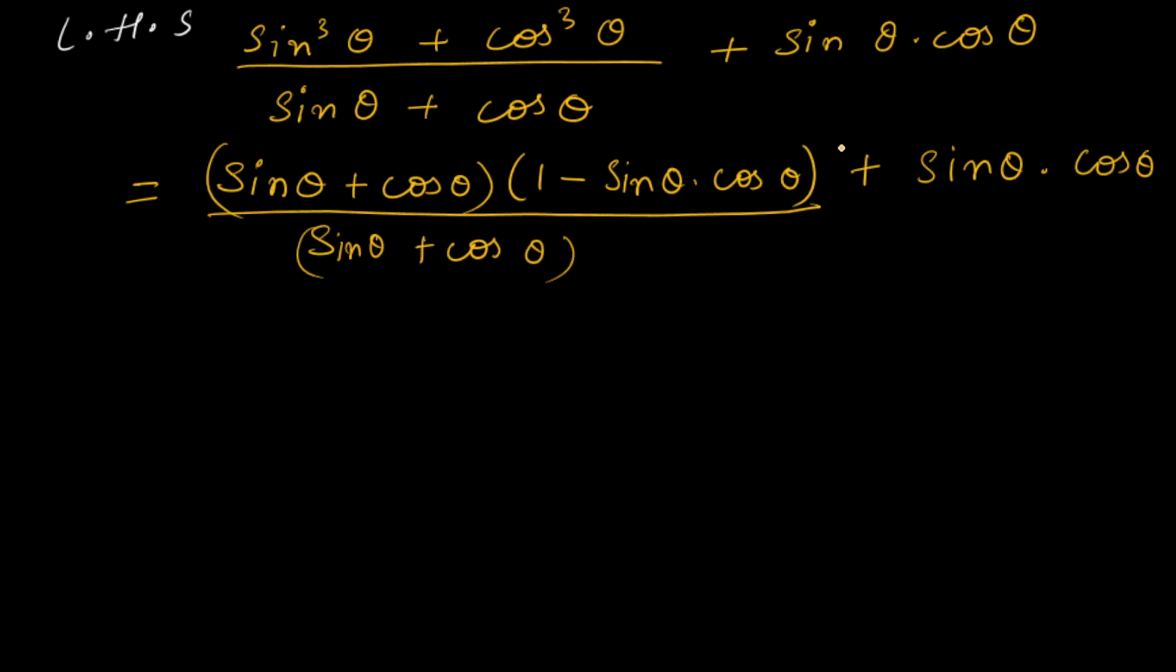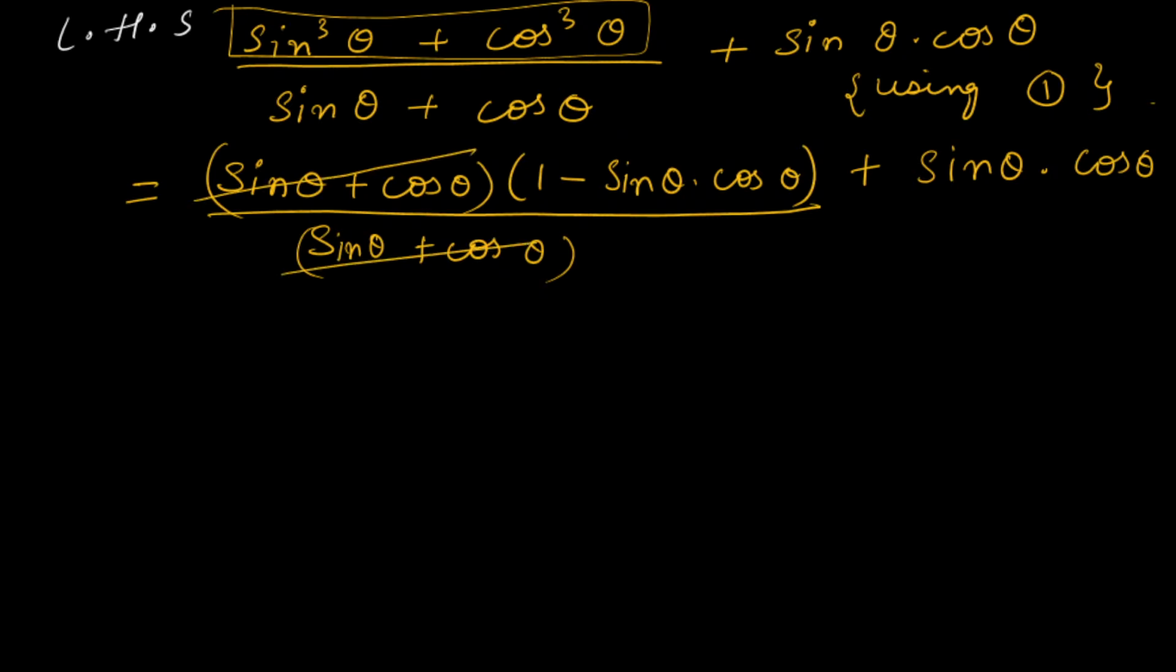So I am just using the first equation. You can write using the first equation the value of sine cube theta plus cos cube theta. This part's value I have just substituted as sine theta plus cos theta into 1 minus sine theta cos theta. Remaining everything I have written as it is. Now sine theta plus cos theta, up and down cancellation is possible because the terms are in multiplicative form.